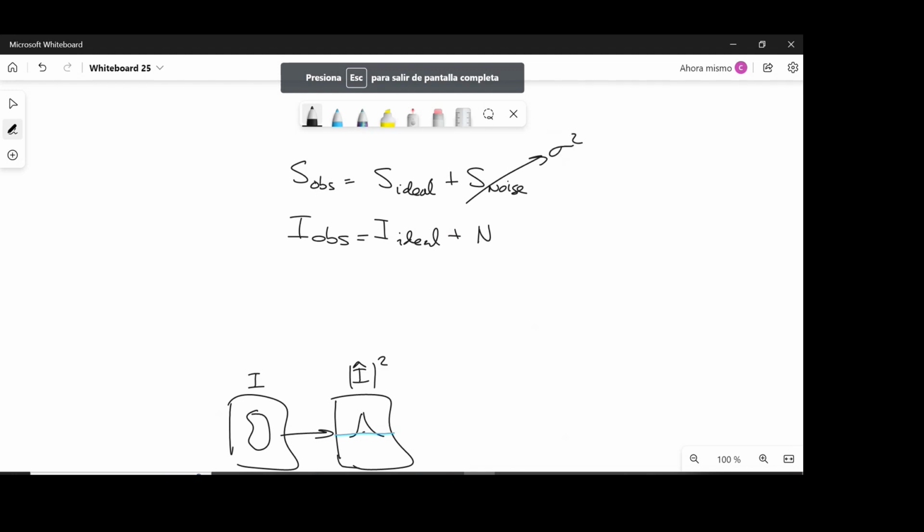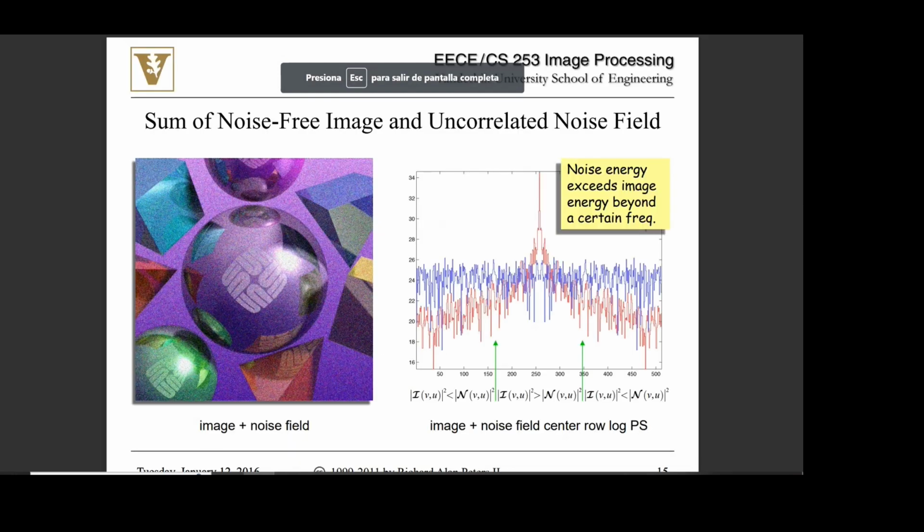That this should be the constant. And this happens only if the image and the noise are independent of each other. But they typically are, so then you will add the two power spectra. And then what you see is that there are frequencies for which you have much more signal than noise, but there are other frequencies for which you have more noise than signal.